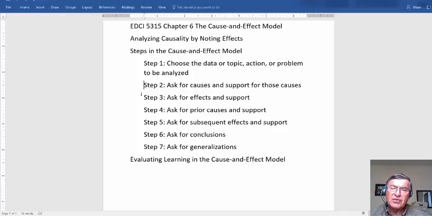After that, you ask for subsequent effects. What happens after the initial effects? Do those effects lead to other effects down the road? And so that's important as well, that you don't just stay with that one little narrow topic, but you widen it with your students. And then step 6 is you ask for conclusions and you work with your students.